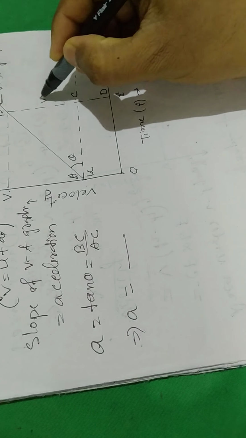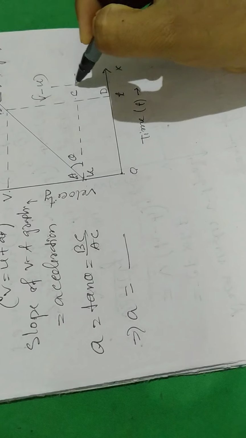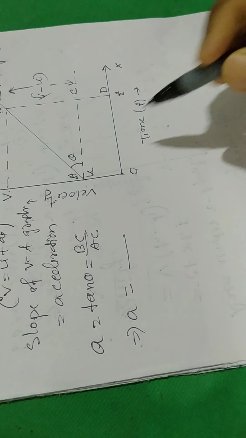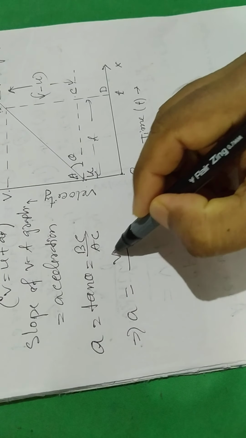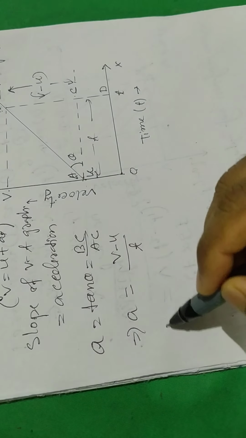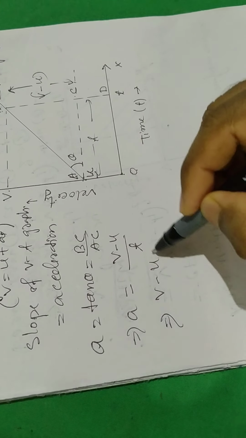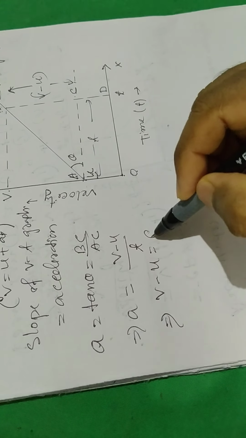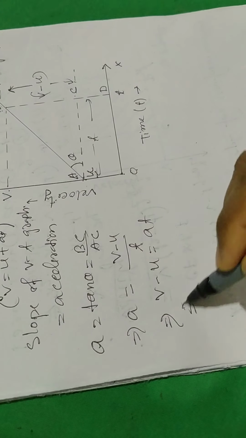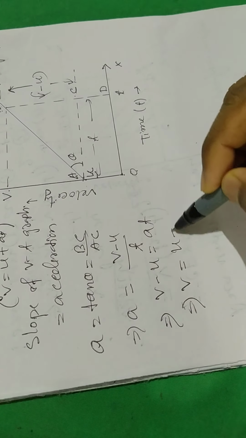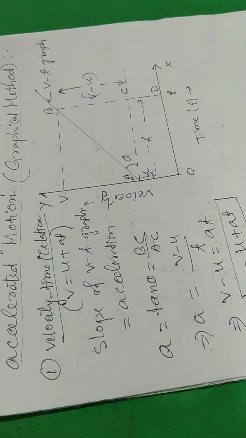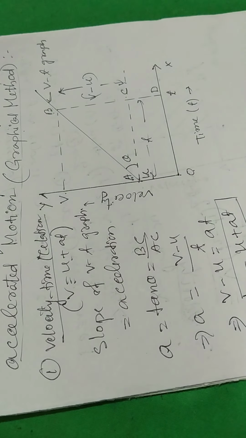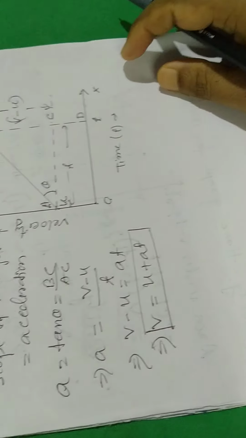BC is v minus u and AC is t, so a equals v minus u by t. So v minus u equals at, and v equals u plus at. So this is one relation. The relation is called the velocity time relation. The velocity time relation is v equal to u plus at. We have derived it by using the graphical method.